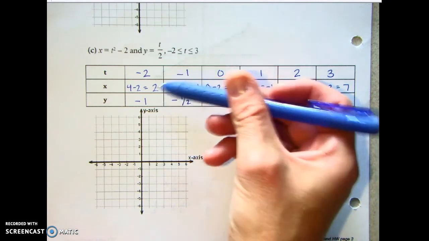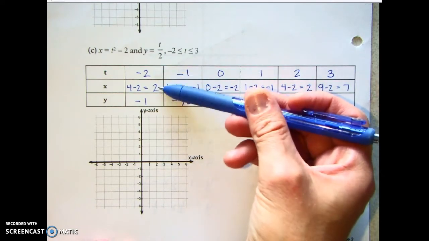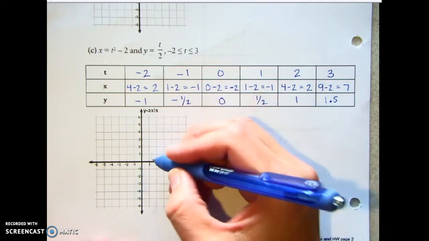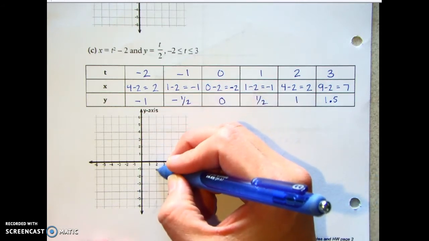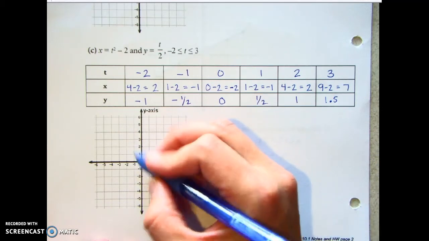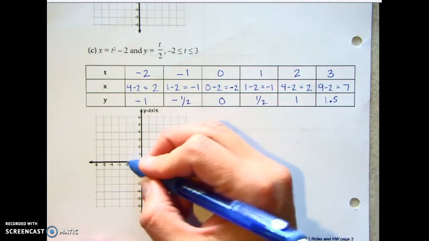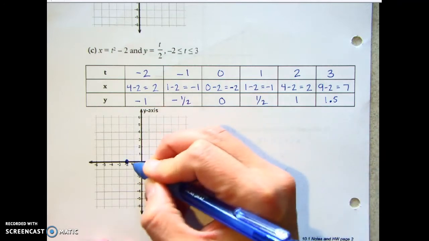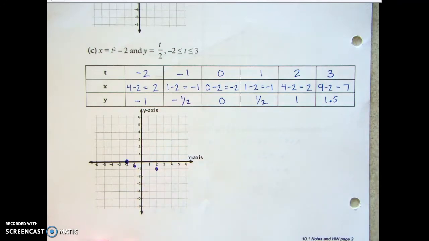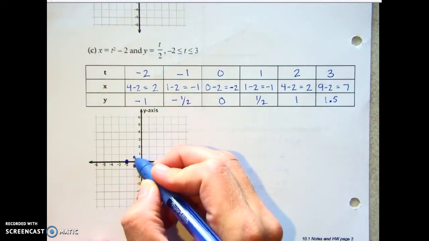So we're graphing. The t just tells you your timing. And we're going to start with this x and this y. So x is 2 when y is -1. X is -1, y is -1/2. Okay, put that there. X is -2, y is 0. Make sure you know what direction we're going.